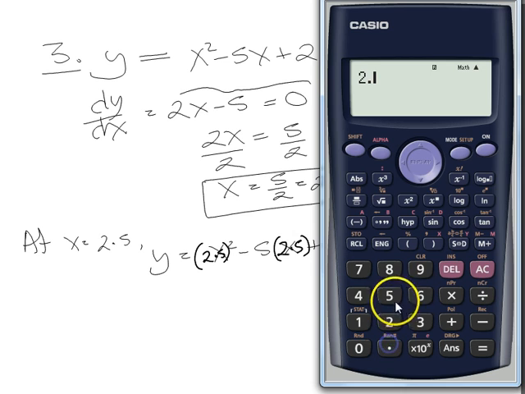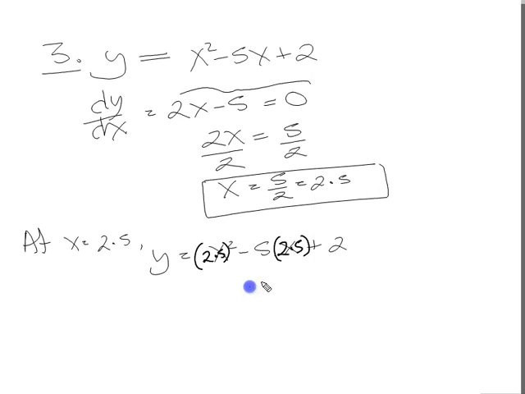2.5 squared minus 5 times 2.5 plus 2 equals, let's get the decimal, minus 4.25. So minus 4.25. There we go. So that's the output then.